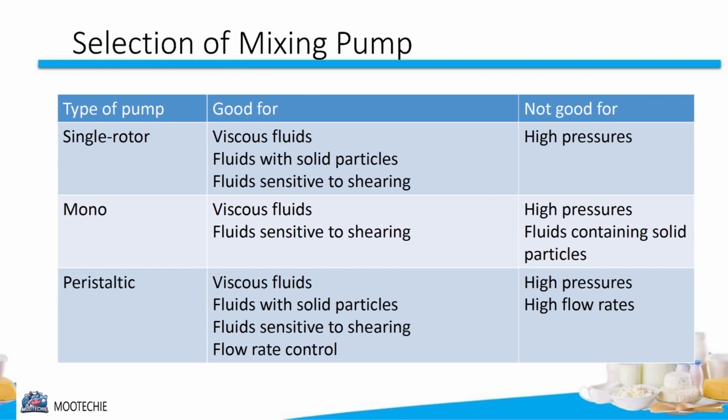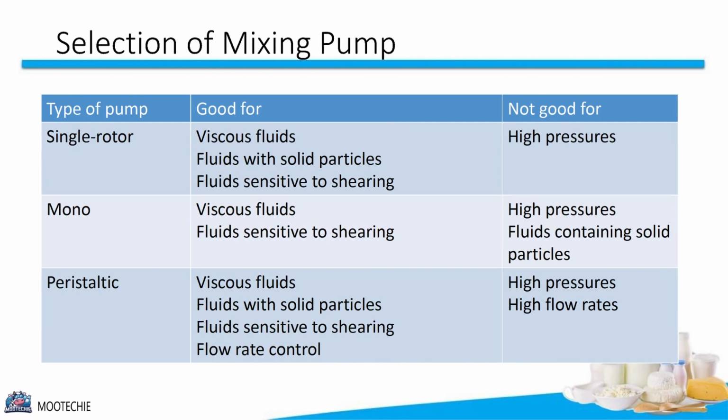Rotary pumps handle viscous and shear-sensitive fluids with precise flow control, but they are also not for fluids with solids. Single rotor pumps can handle viscous fluids, fluids with solids, and are gentle on shear-sensitive products, but they are not for high-pressure applications. Monopumps are similar, good for viscous and shear-sensitive fluids, but they cannot handle solids or high pressures. Peristaltic pumps are excellent for viscous fluids, fluids with solids, and shear-sensitive products, and they offer good flow rate control, but they are not suitable for high pressures or high flow rates.